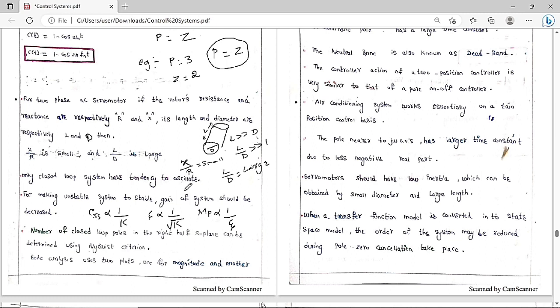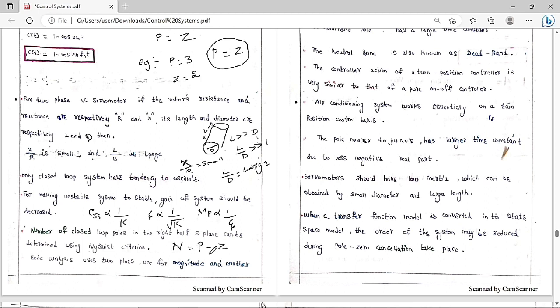Then the next point is, the number of closed loop poles in the right half of the S plane can be determined using the Nyquist criteria. I already told you what the Nyquist criteria is: N is equal to P minus Z. Here, listen carefully. N is the number of encirclements in the G(s)H(s) plane at -1, j0. Anti-clockwise means take positive, clockwise means take negative.